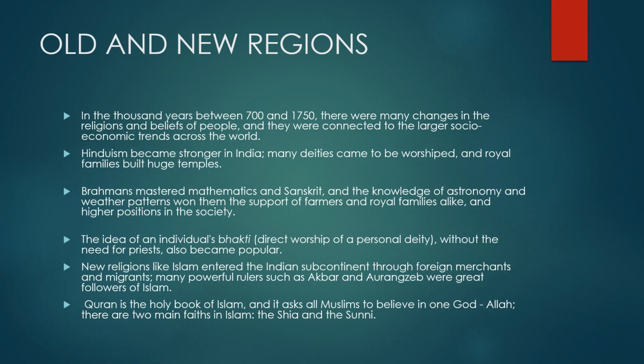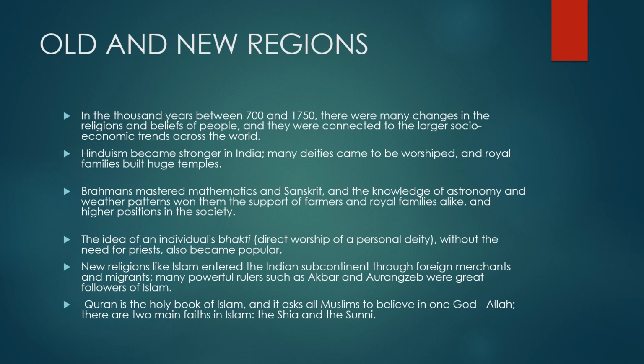Old and new regions. In the 1,000 years between 700 and 1750, there were many changes in the regions and beliefs of people, and they were connected to the larger socio-economic trends across the world. Hinduism became stronger in India, many deities came to be worshipped, and royal families built huge temples. Brahmins mastered mathematics and Sanskrit, and the knowledge of astronomy and weather patterns won them the support of farmers and royal families alike, and a higher position in the society.